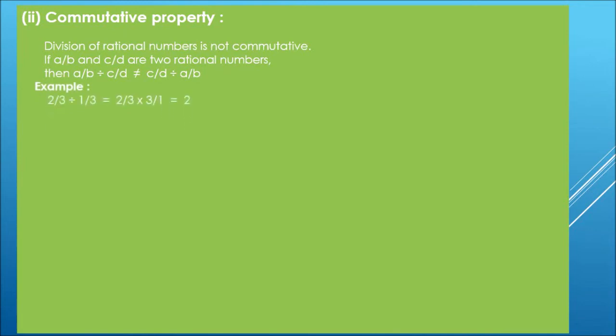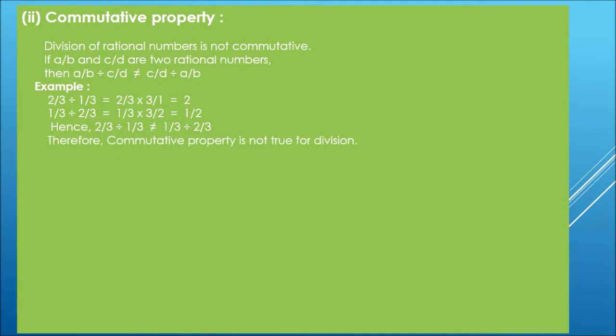Example, 2 upon 3 divided by 1 upon 3, answer is equal to 2. But if you divide 1 upon 3 by 2 upon 3, result is equal to 1 upon 2. Here, the results are not same. Hence, we can say that division of rational numbers is not commutative. Commutative property is not true for division.